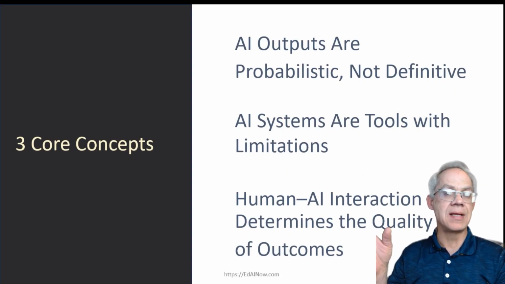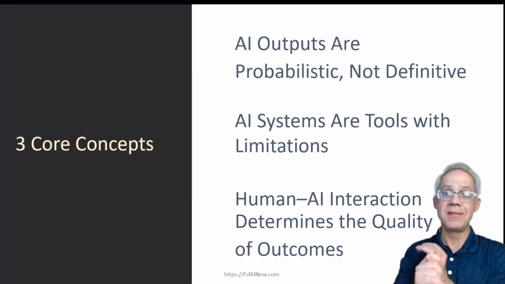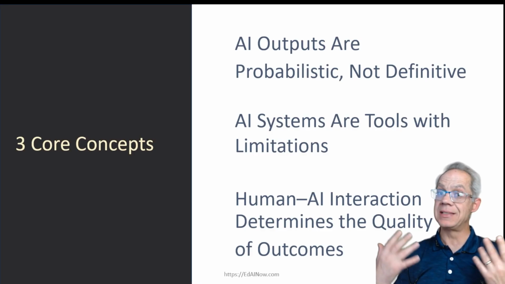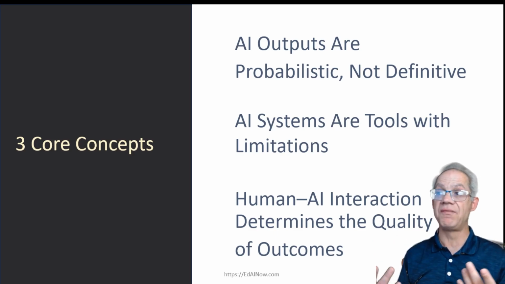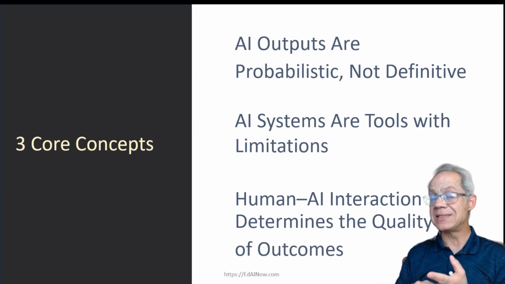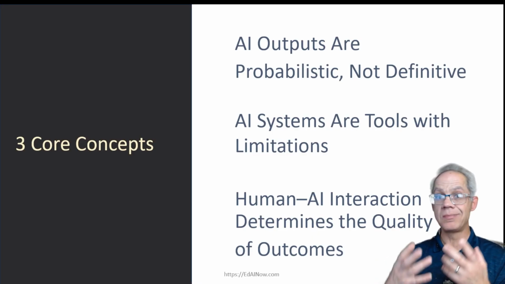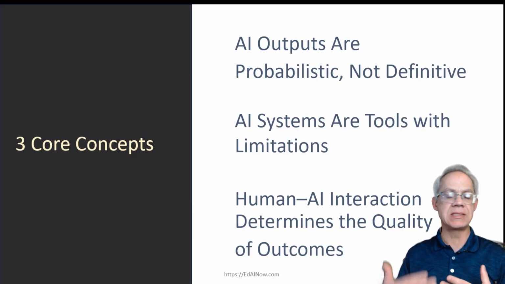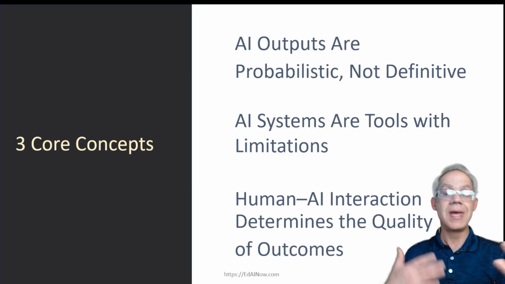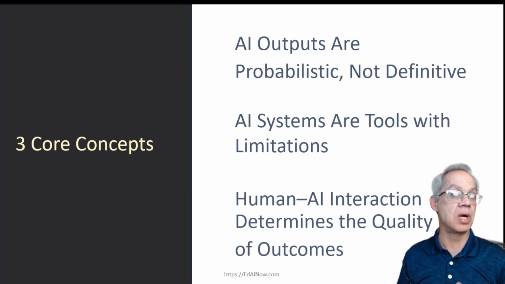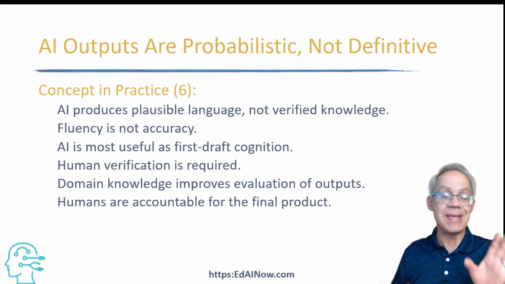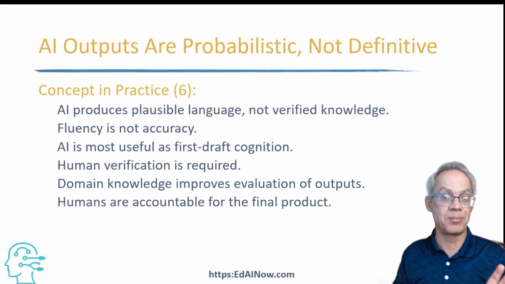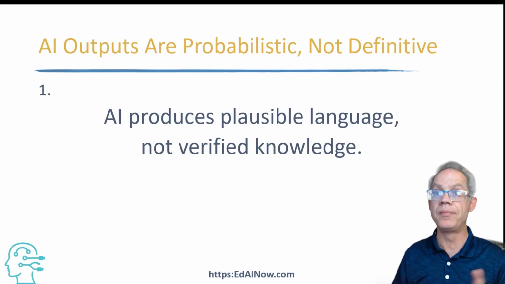These are the three main concepts you have to understand. That the outputs are probabilistic. They are built on probabilities, not correctness, and they're not definitive answers. That AI systems are tools, and they have limitations, and that ultimately it's the way that the human, you, and the AI interact that determines its usefulness. Now, each one of these main concepts has some implications in practice that we're going to walk through.